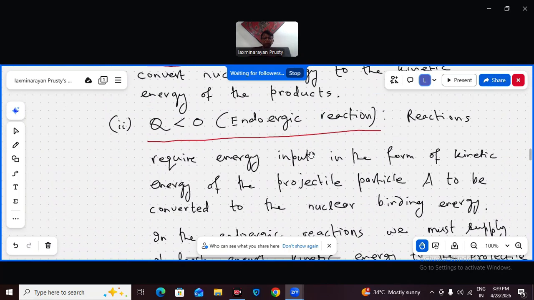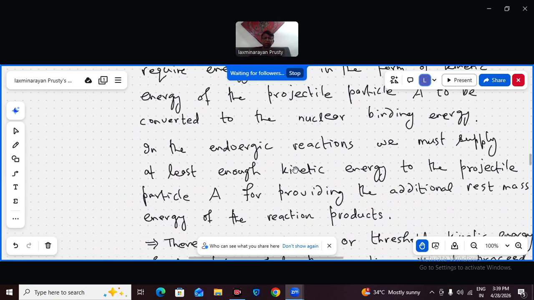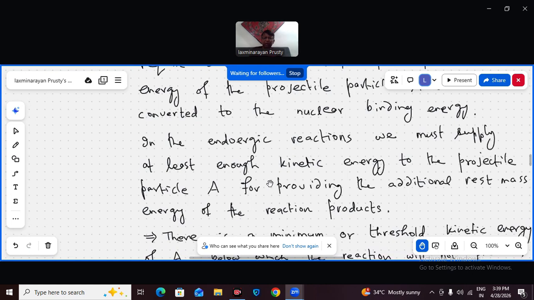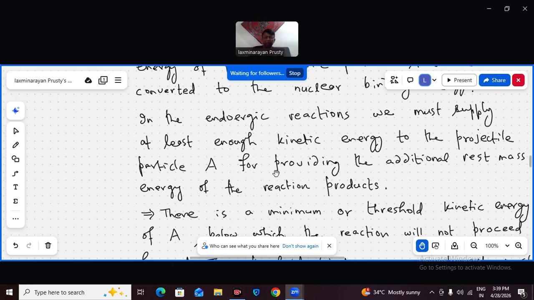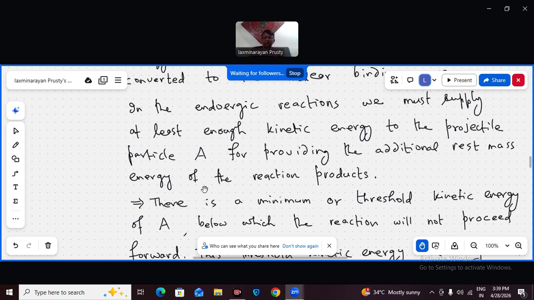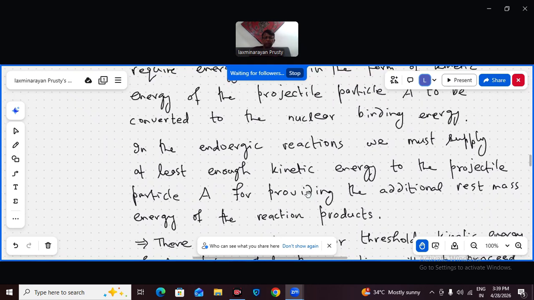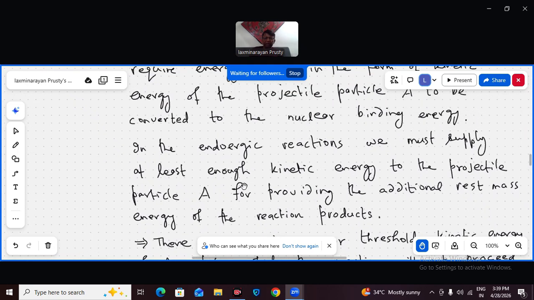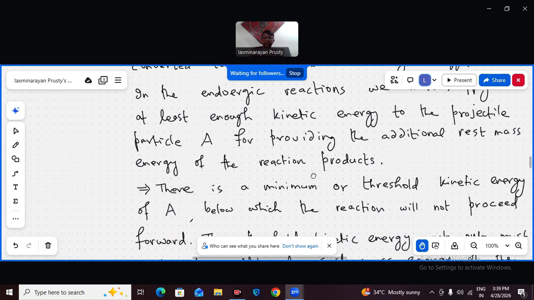So an endoergic reaction requires energy input in the form of kinetic energy of the incoming or striking particle A to be converted to nuclear binding energy. In endoergic reactions, we must supply at least enough kinetic energy to the projectile particle A for providing the additional rest mass energy of the reaction products. Is it okay? So in this endoergic reaction, we must supply at least enough kinetic energy to the projectile particle A for providing the additional rest mass energy of the reaction products.